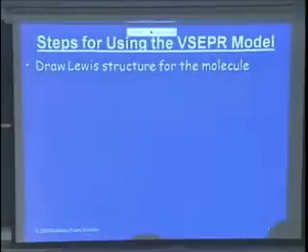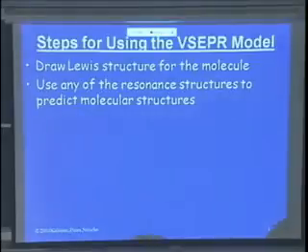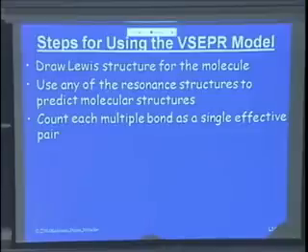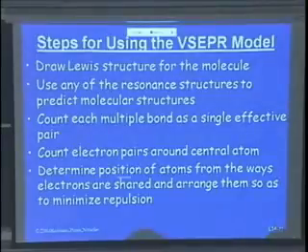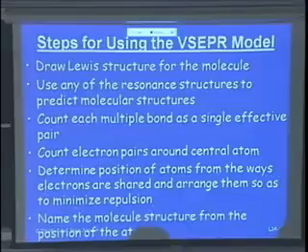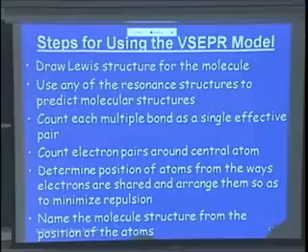And so let's give you some rules for the steric number. This is called the valence shell electron pair repulsion model, the VSEPR model. That's how you can determine these shapes. You make your Lewis structures, and then you see what kind of VSEPR geometry you have, and then you can tell what the shape of the molecule is, most of the time at least. So draw the Lewis structures for the molecule. Use any of the resonance structures to predict molecular structure. Because each bond, even a double bond, counts as 1. Count each multiple bond as a single effective pair. Count electron pairs around the central atom. And determine the position of atoms from the ways the electrons are shared and arrange them so as to minimize repulsion. We will come to that. So name the molecule structure from the position of the atoms.